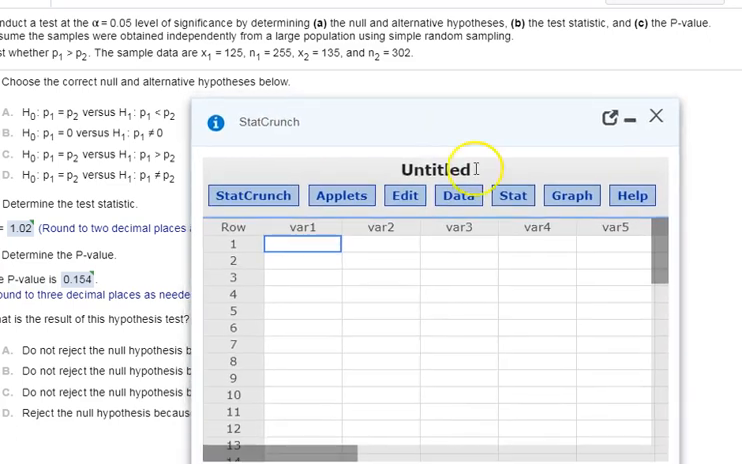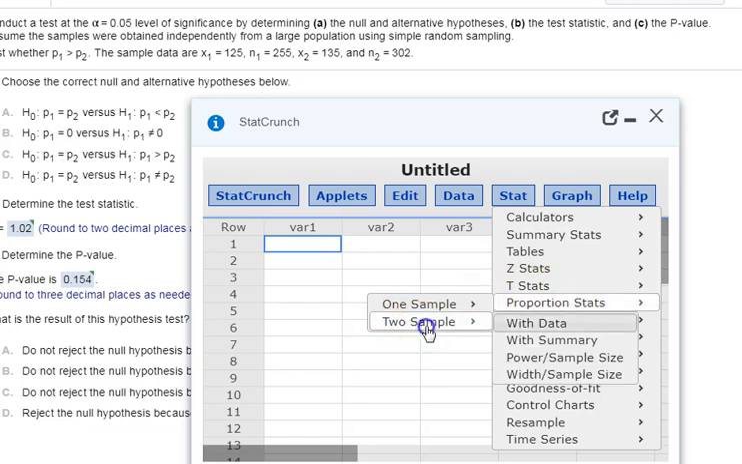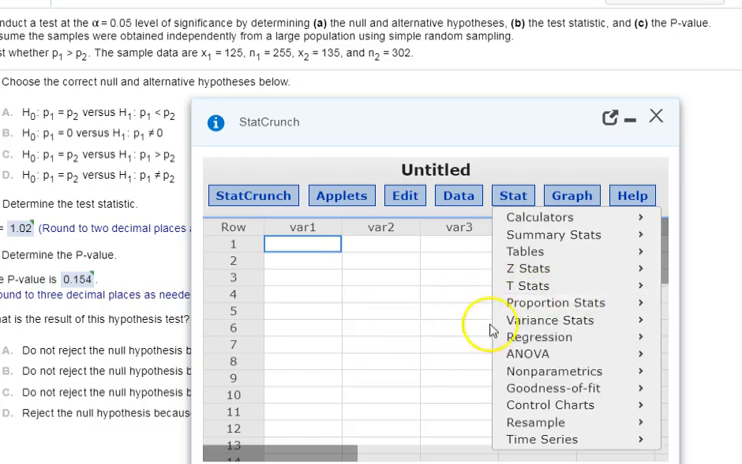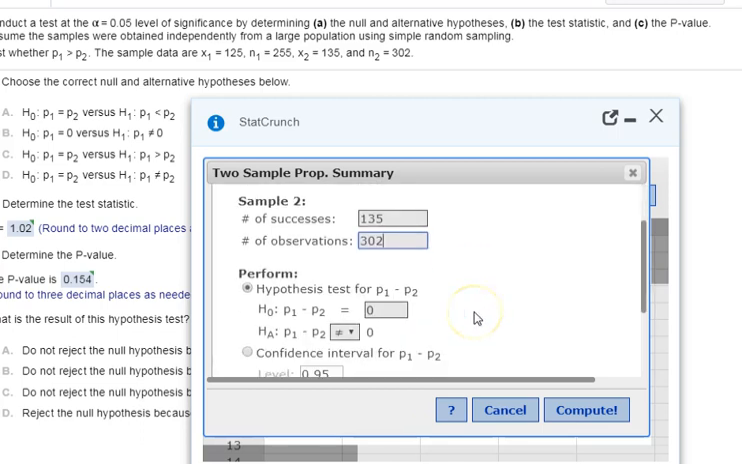So here in StatCrunch, I want to go to Stat. And we're looking at proportion stats. And we have 2 samples. And we have the summary data. I forgot to click on that there, the summary data. And so our first sample has 125 successes out of 255 total observations. And then enter the data for the second sample as well. And we don't have any background information here. We just have the numbers. And then we're going to do our hypothesis test.